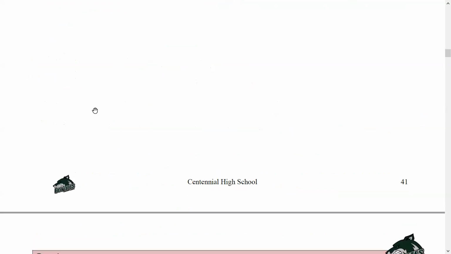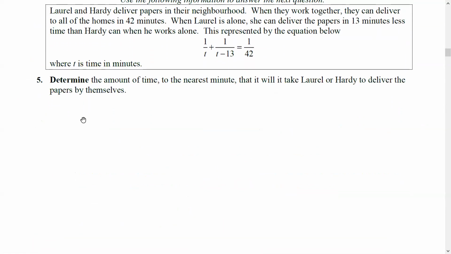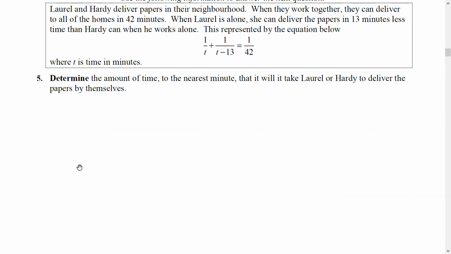Okay, let's try one more of these. Last one. Laurel and Hardy are delivering some papers. And again, here we go. It's a bit of a distance beat time question, kind of. They're figuring out how long something takes and they're working together. So notice again, they give me the equation. Okay, and so it says determine the time it takes either of them to deliver the papers by themselves. So that means we're going to find the speeds of both of them. I'm not just going to solve for t. I'm going to find the speeds of both.